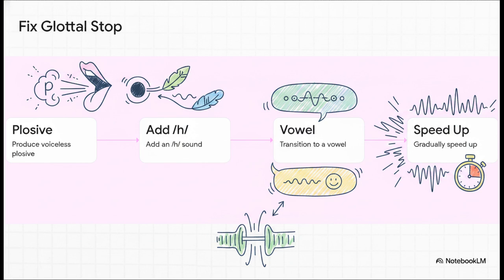Why in the world do we do this? Well, inserting that H physically forces the vocal folds to stay open during the transition. It actually makes the glottal grunt impossible. Once they master this slow transition, you simply ask them to speed it up until the word sounds totally normal.